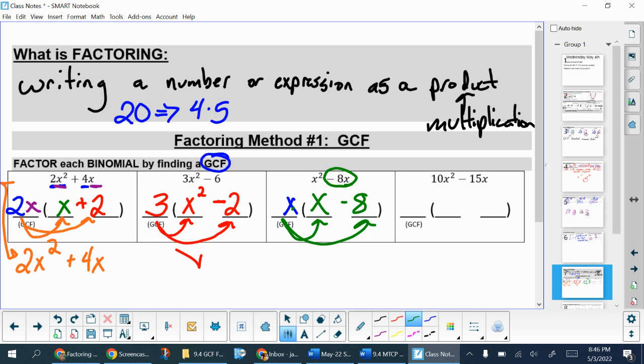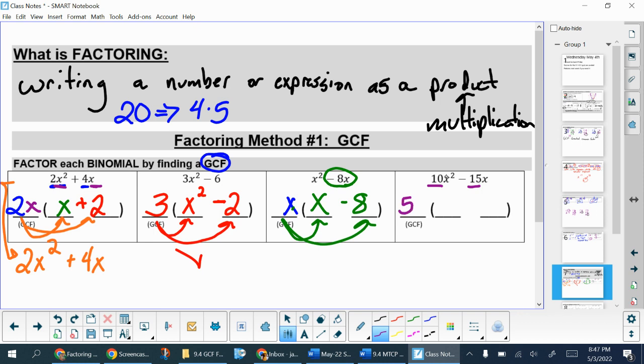And there we go. Final one, this is going to be what most of these tend to look a lot more like. We've got 10x squared minus 15x. So we'll start with the numbers. What's the biggest thing that goes into 10 and 15? If you look through your factor charts, 10 has 1 times 10, 2 times 5. 15 would be 1 times 15, or 3 times 5. And so the biggest number there is 5.